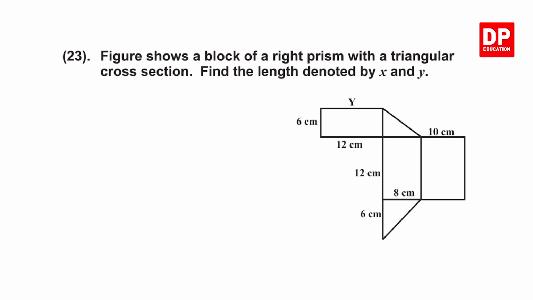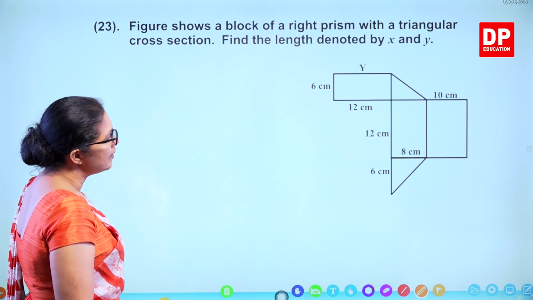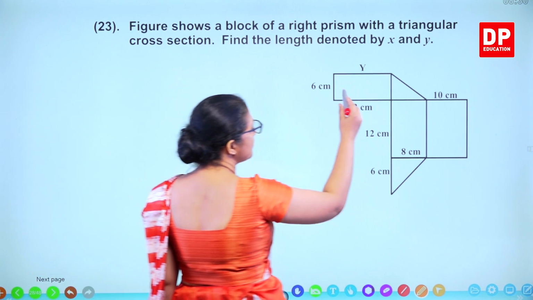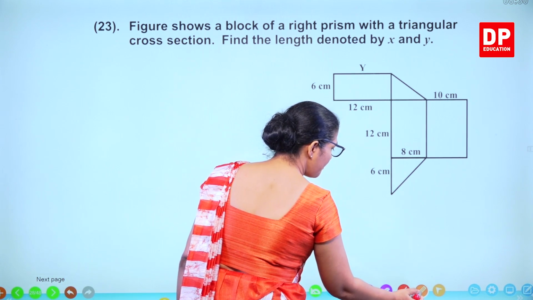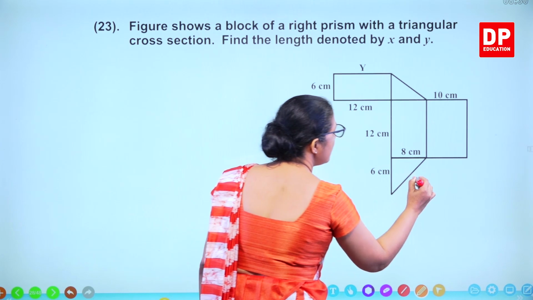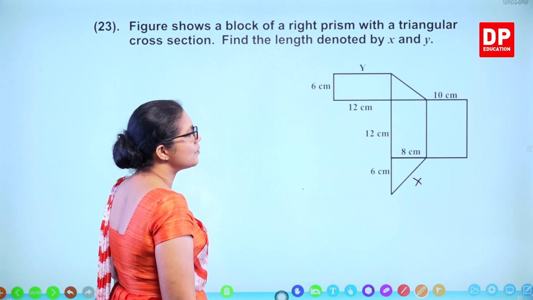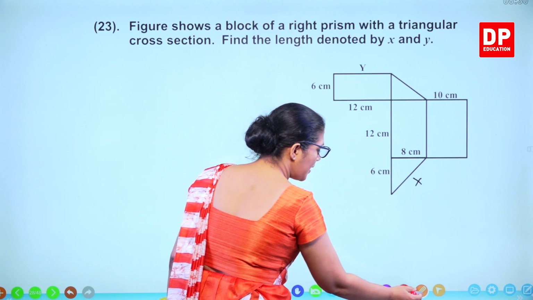Question number 23. Figure shows a block of a right prism with a triangular cross section. Find the length denoted by x and y. So this is x. I'll write down in the question, this is x. So how do you find out x and y?